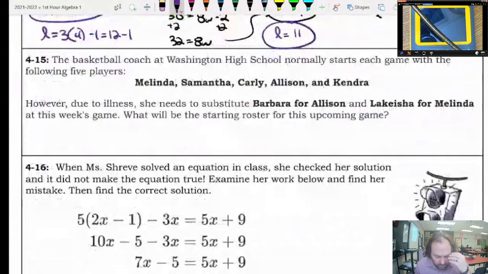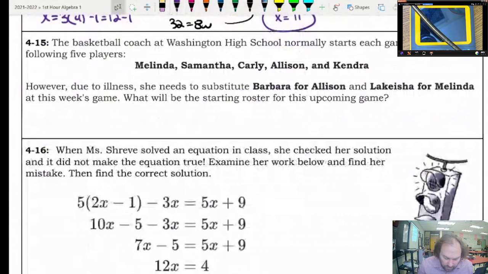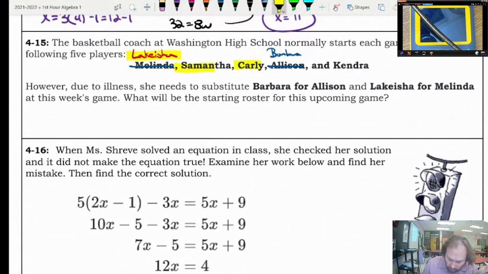415, the following basketball coach at Washington High School normally starts the game with 5 players. However, due to illness, she needs to substitute Barbara for Allison. So let's go ahead and cross off Allison and write Barbara. And Lakeisha for Melinda. So we're going to cross off Melinda and write Lakeisha, and I'm going to spell it correctly here too. At this week's game, what will be the starting roster for the upcoming game? And you've got it right there.